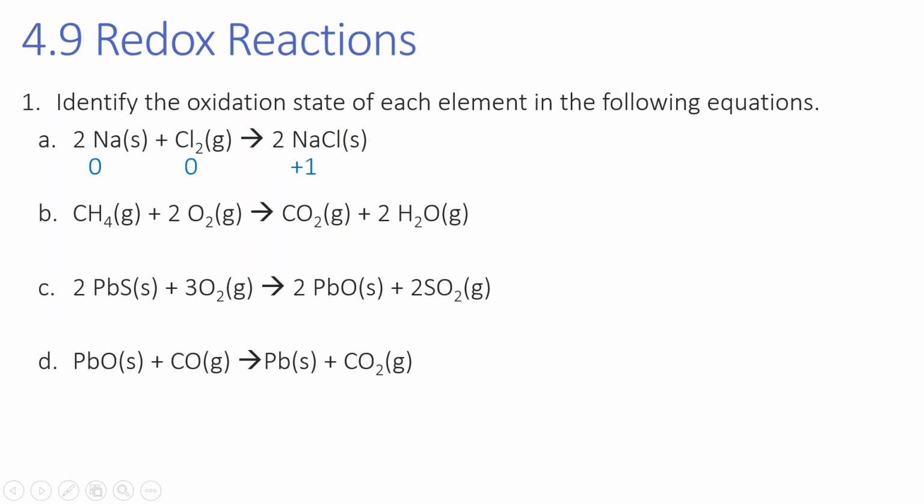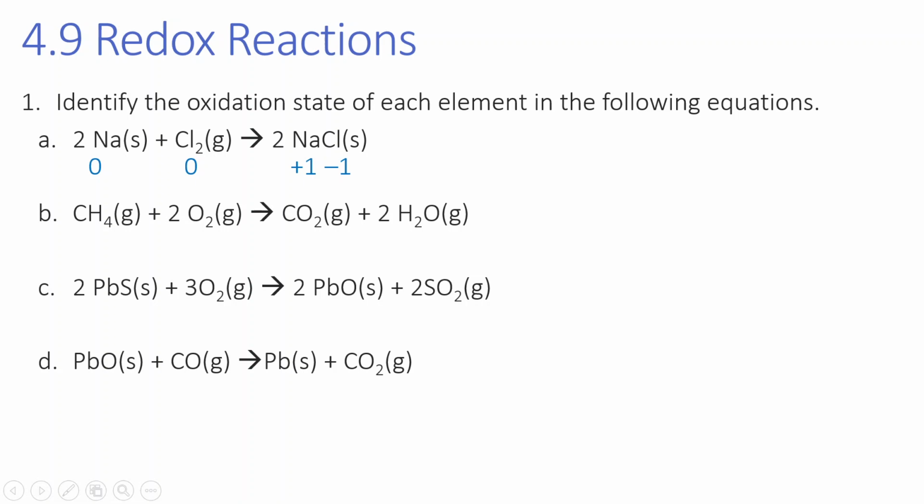So its oxidation state is also +1. Cl- has an oxidation state equal to its charge of -1. So here we can see that my oxidation states are changing. Sodium started with an oxidation state of 0 and it ended with an oxidation state of +1. Chlorine changed from an oxidation state of 0 to an oxidation state of -1.